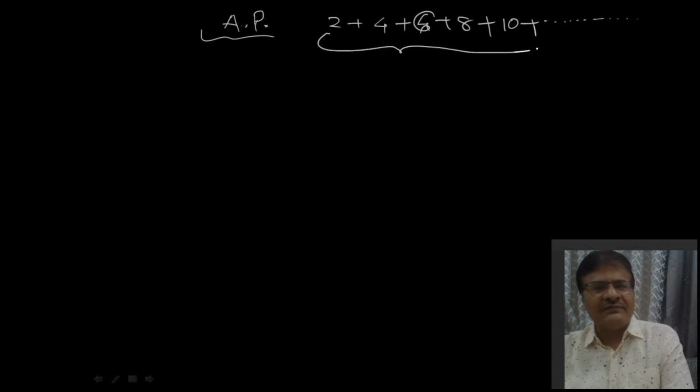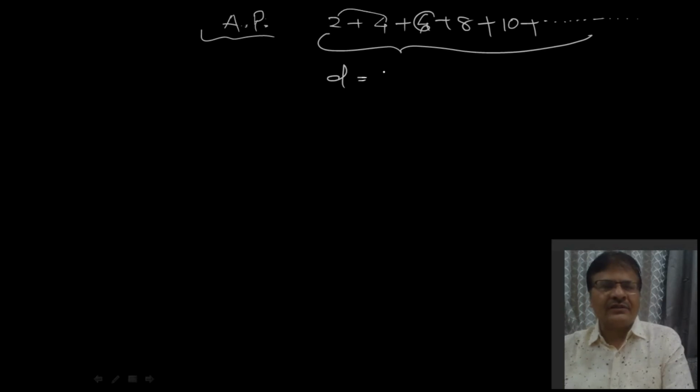some common difference always. So the difference of 4 and 2 is 2, again 4 and 6 is 2, again 6 and 8 is 2. So the common difference is nothing but the second term minus first term. So 4 minus 2, that is 2. 6 minus 4, that is 2. 8 minus 6, that is 2. Here the common difference is 2.